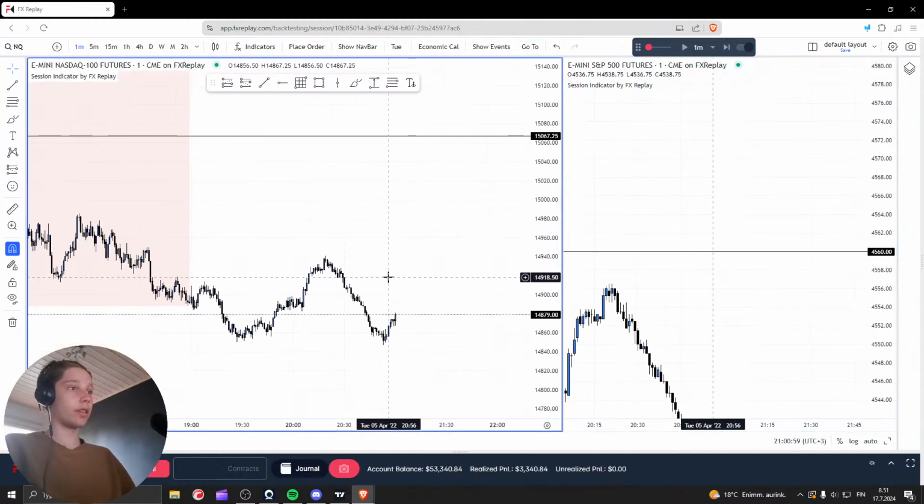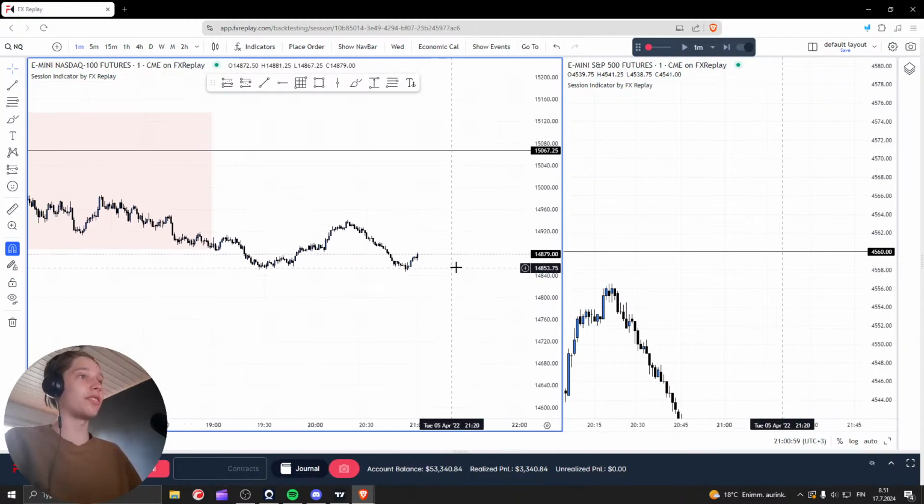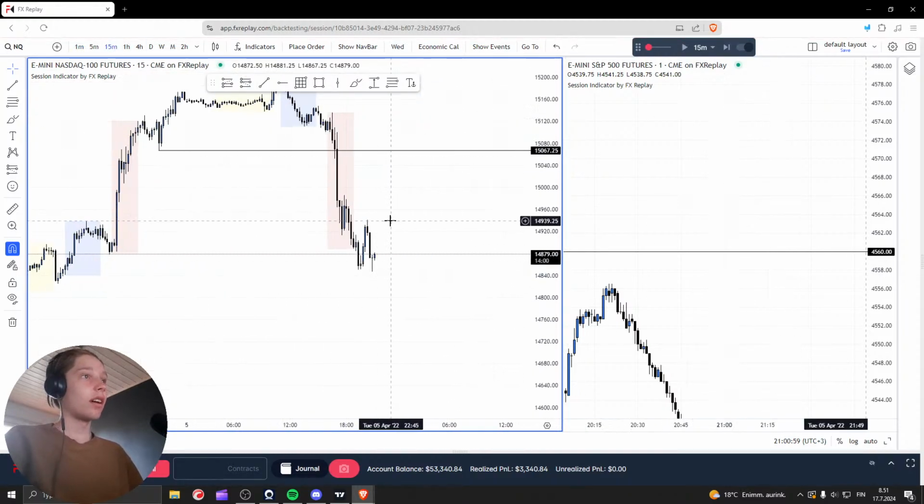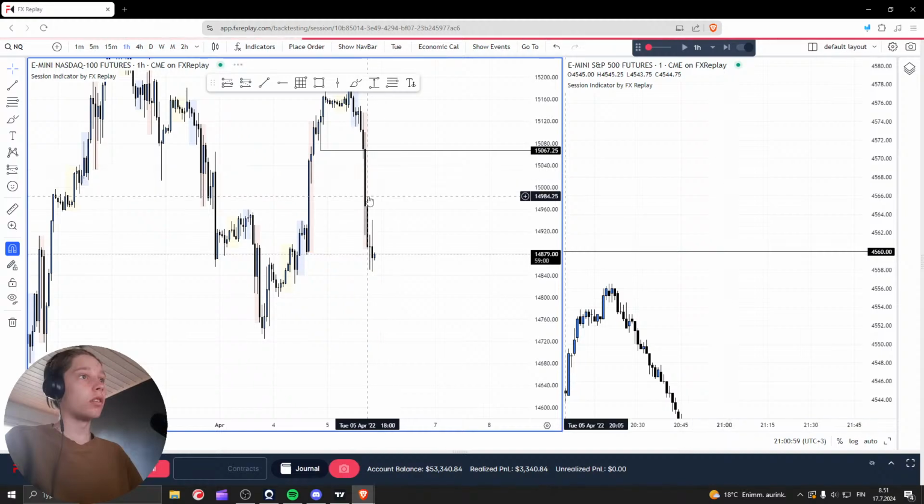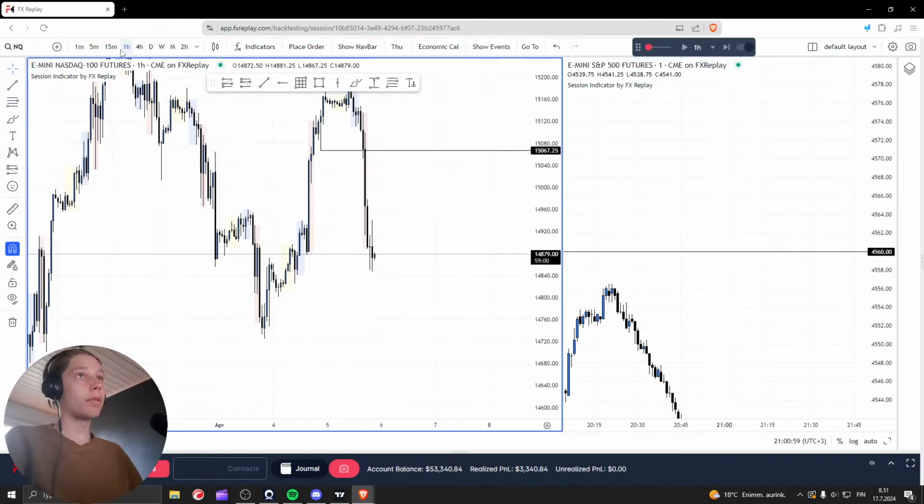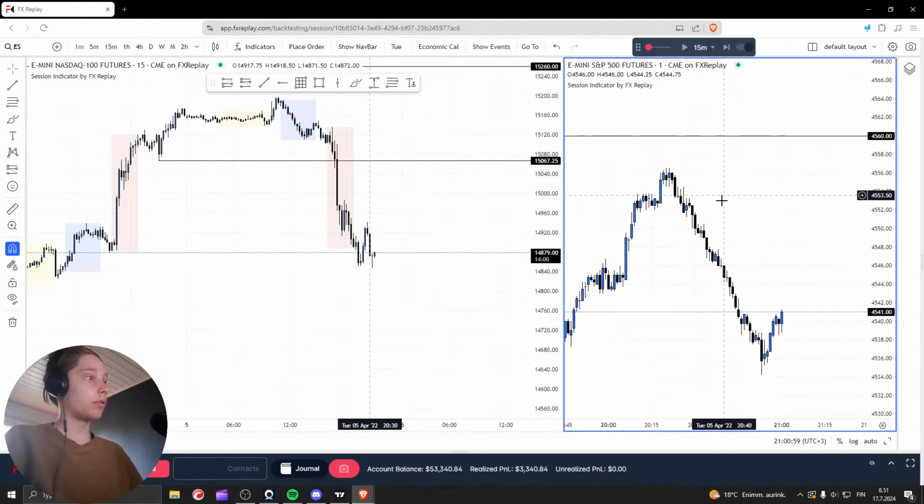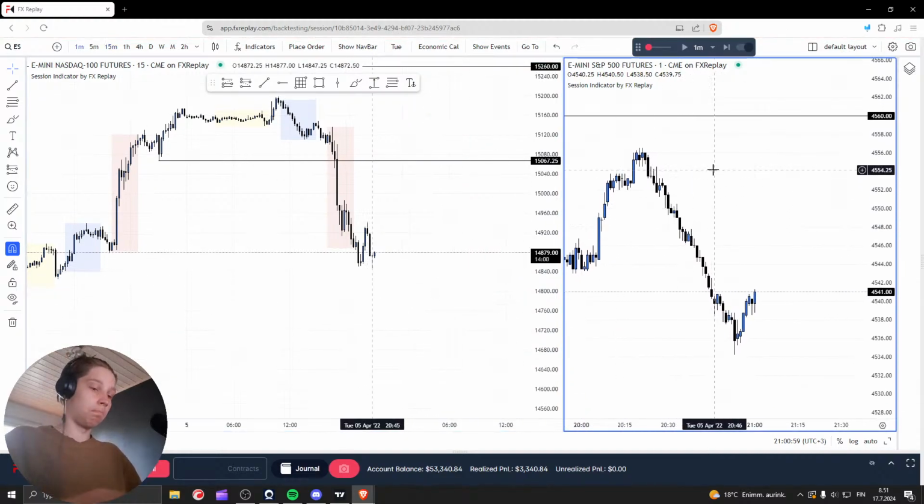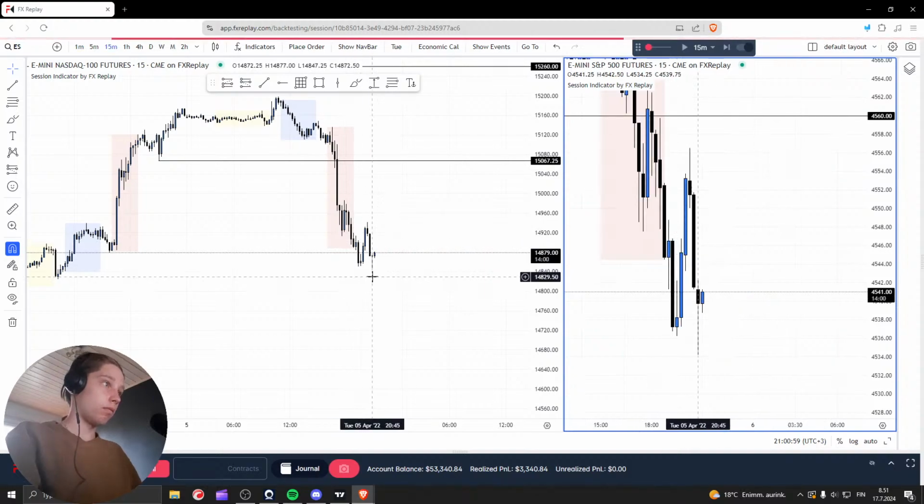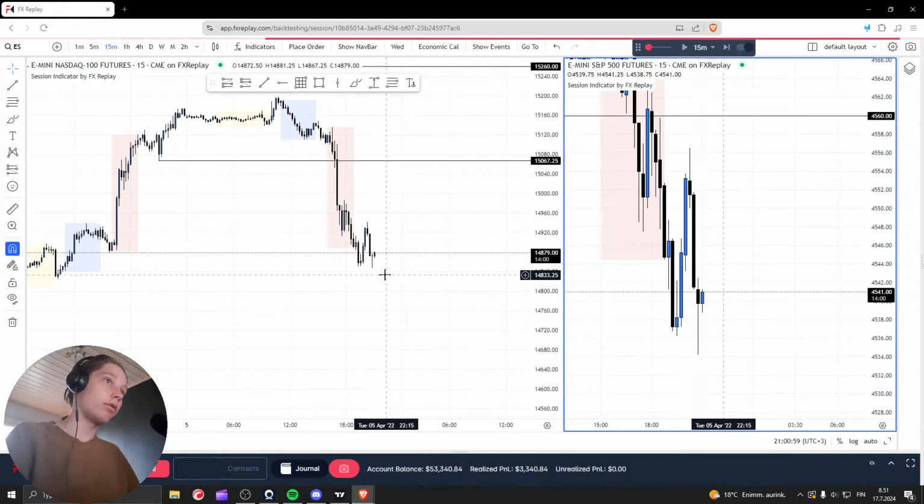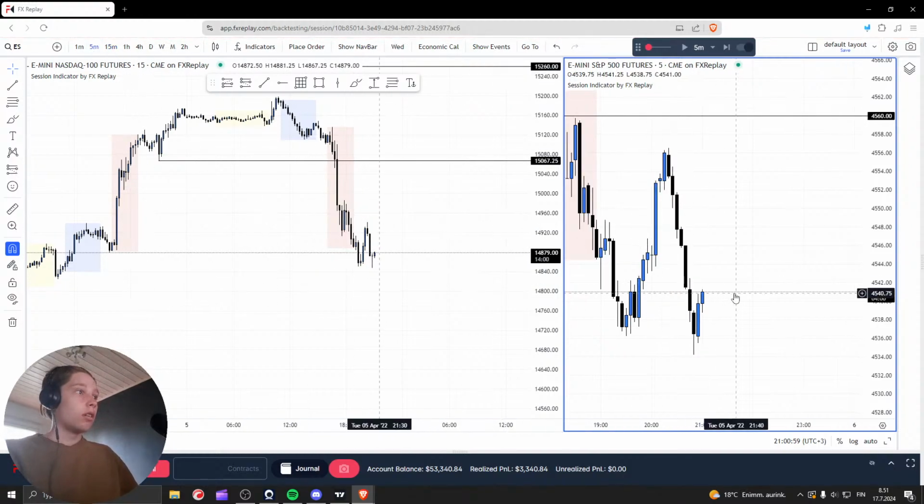For the sake of it, just go to the PM session and let's see if we can have anything. Hourly fair value gap, maybe that's your possibility. M50, both of these swept those lows. That's not SMT, unfortunately.